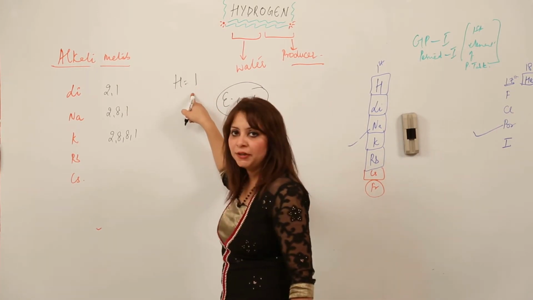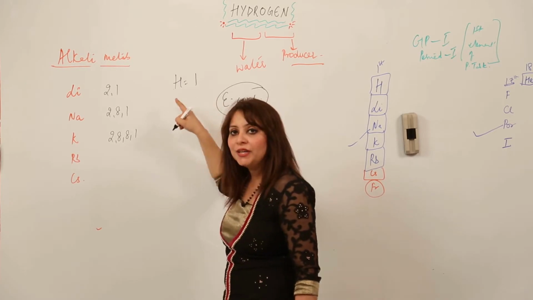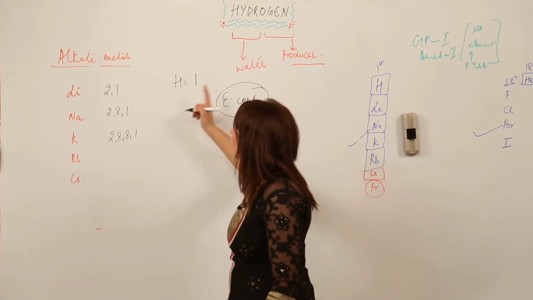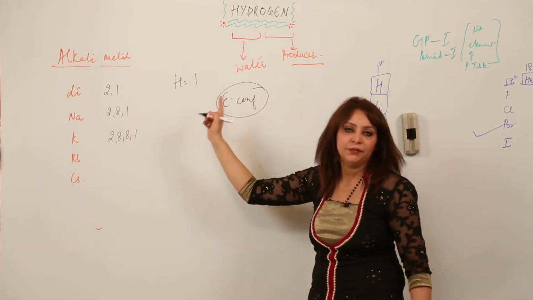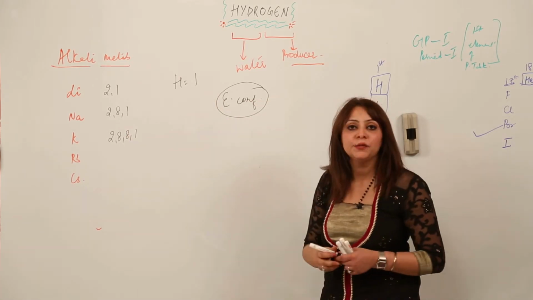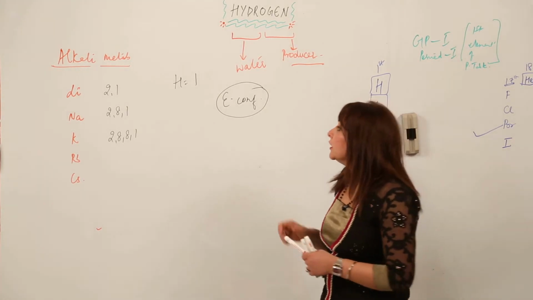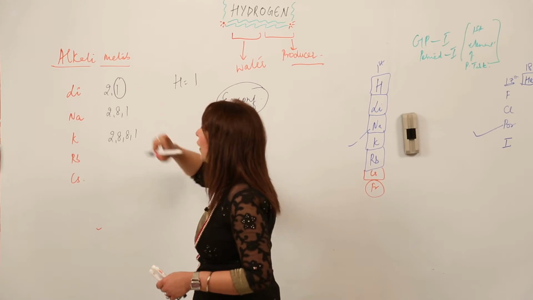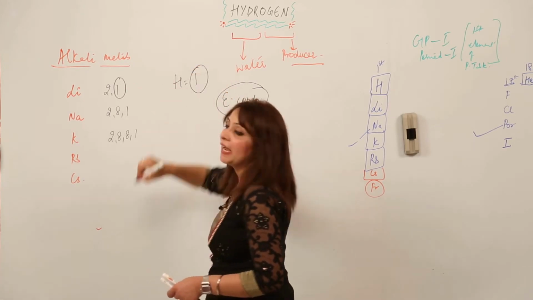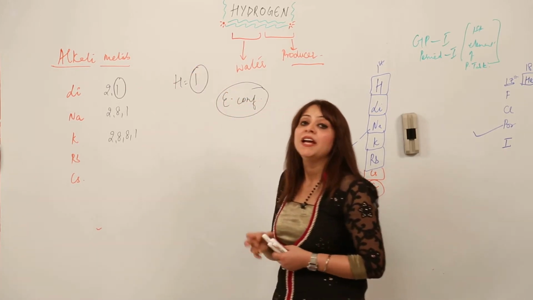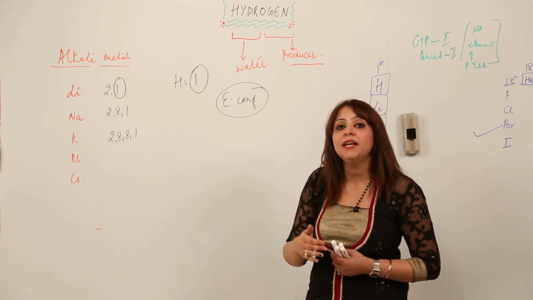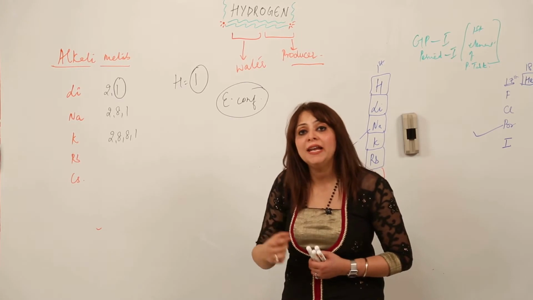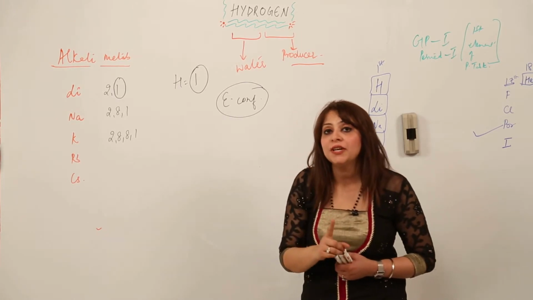As you know, the atomic number is 1, that means the proton is 1, obviously the electron is 1, and the electronic configuration is also 1. So what kind of similarity do you see when I compare hydrogen with the alkali metals? Yes, you are right: the valence shell has one valence electron, and hydrogen also has one valence electron. That means it shows similarity in the electronic configuration.